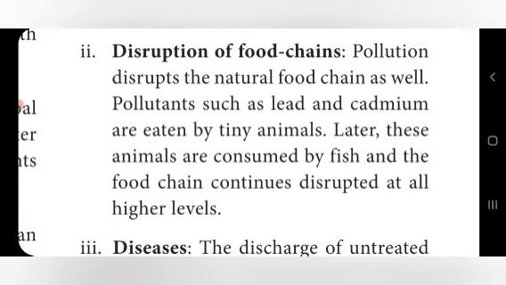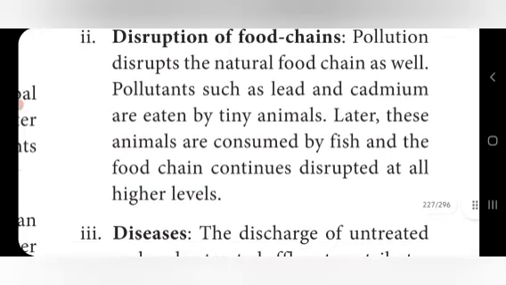Disruption of the food chain. The food chain also will be disrupted by these activities. Pollution disrupts the natural food chain as well. Pollutants such as lead and cadmium are eaten by tiny animals, which don't know about it. Later, these animals are consumed by fish, and the food chain is continuously disrupted at all higher levels. It will be disrupted throughout the chain.